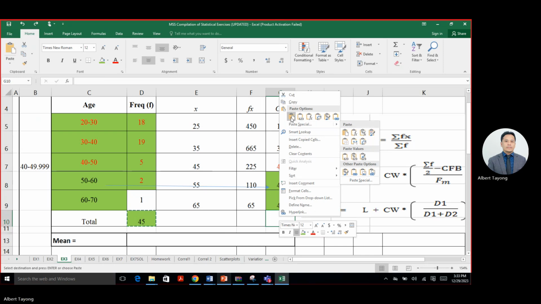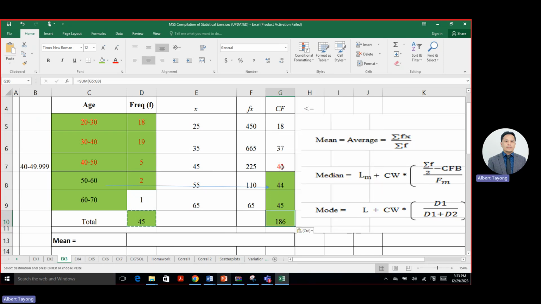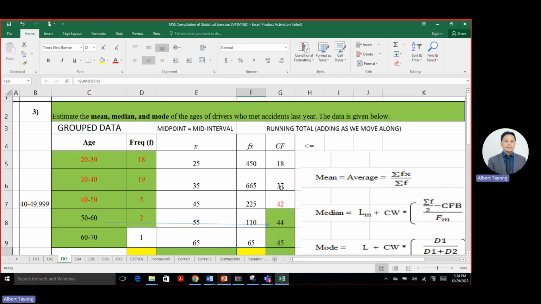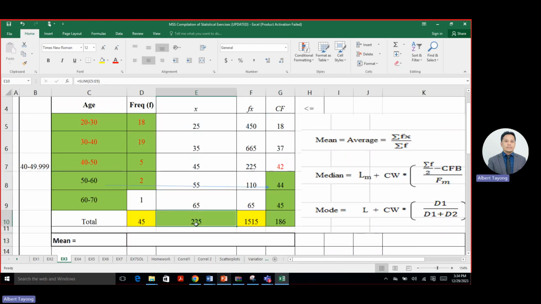Here, for example, CF 186, but usually we don't add the CF. What we're going to add is only fx and frequency. But of course, if you add this, it will not decrease your marks. So you can drag this to the right even, and it will not matter. It is adding the x, it's adding the CF as well. What we need to take are these values only, 1515 and 45. Or you can delete this if you want to.